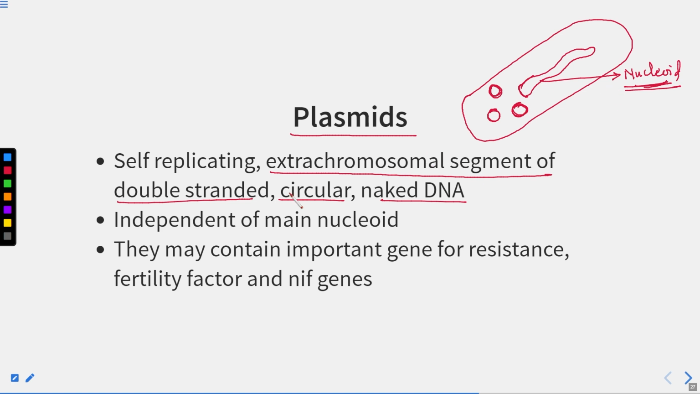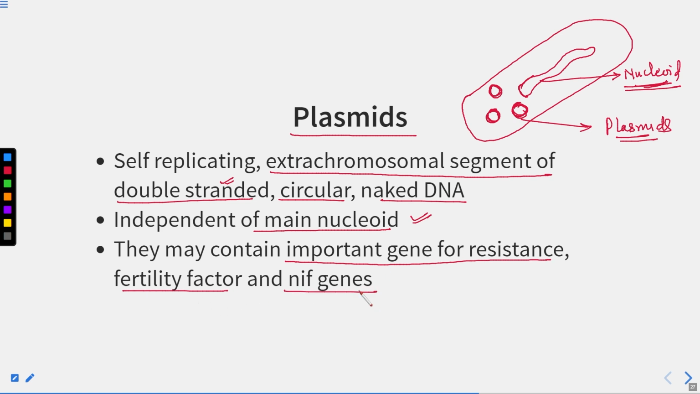So the extra chromosomal segment is double-stranded, circular, and naked DNA. Again, it is not covered by any membrane-like structure. So these are called plasmids. These are called plasmids. Independent of the main nucleoid, so it never gets recombined with it. They may contain important genes for resistance, fertility factor, and the NIF genes.